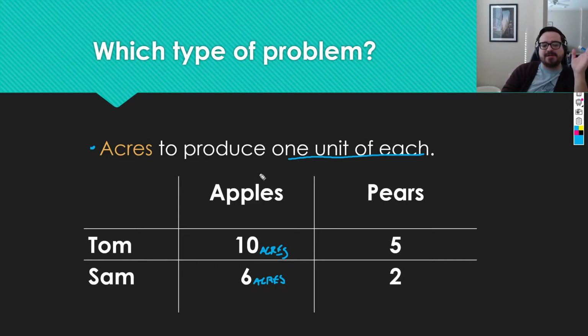So Tom and Sam can make apples and pears. It takes Tom 10 acres to make a barrel of apples. It takes Sam 6 acres to make a barrel of apples. Who can produce the most apples? If I gave them both the same amount of land, who's making the most apples? That would be the question. I'm asking you guys a question. Say it out loud on your computer. I could hear it. Yes, it was Sam.